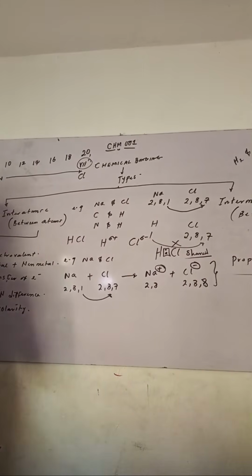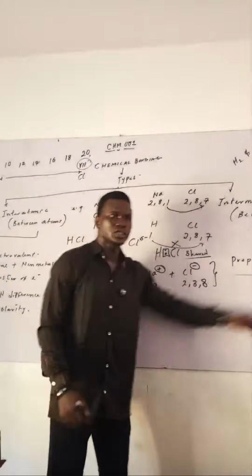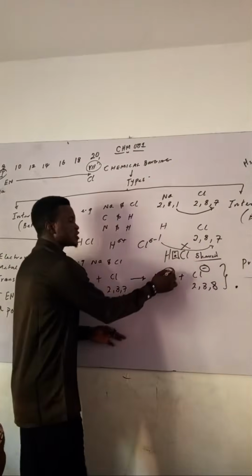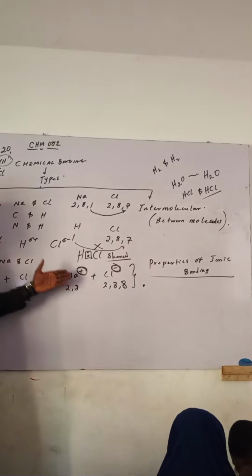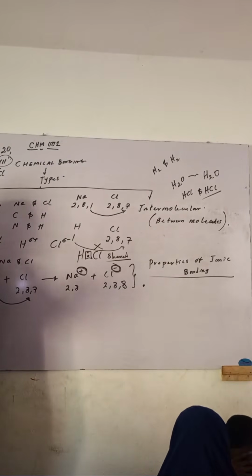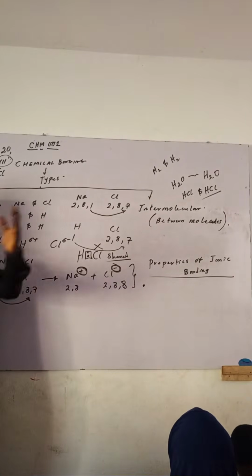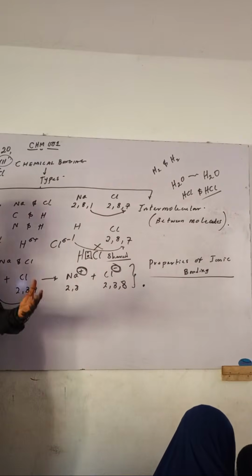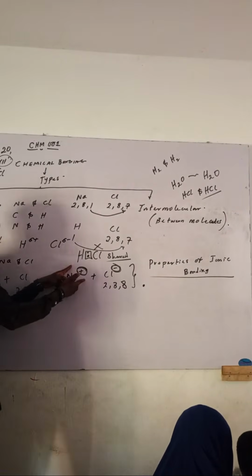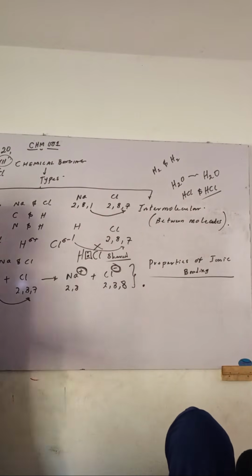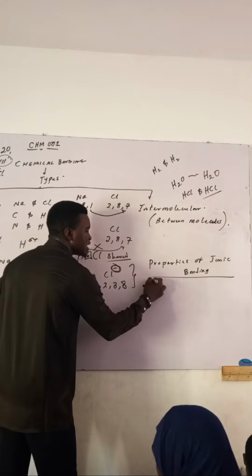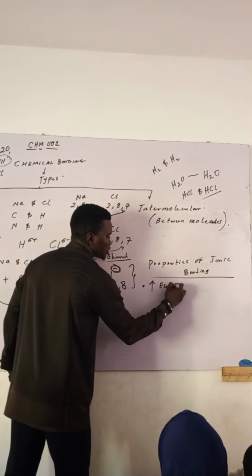Do you get that? So now, for the properties of ionic bonding, first thing is that this one is positive, this one is negative. And in physics, the law of electrostatic attraction says that the force of attraction between two point charges is directly proportional to the product of the charges and inversely proportional to the square of the distance between them. Now, there's a positive charge and there's a negative charge. What do you think will happen? So one of the properties is that there will be high electrostatic force of attraction.